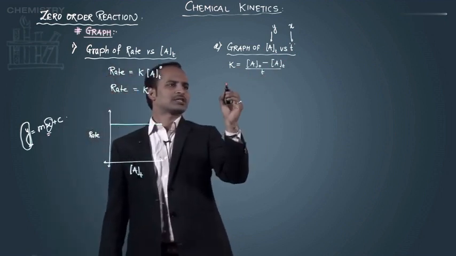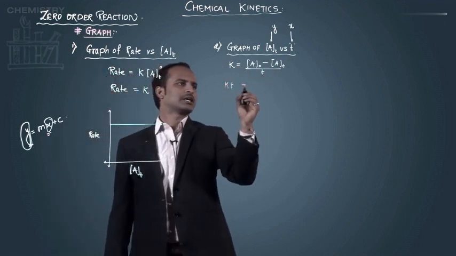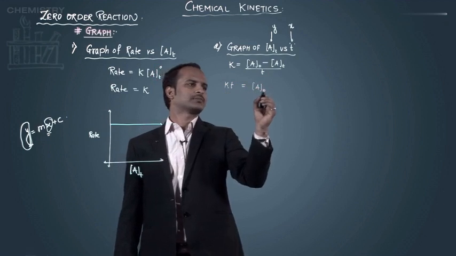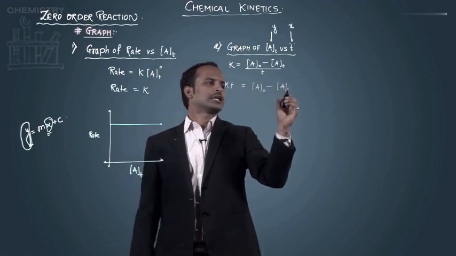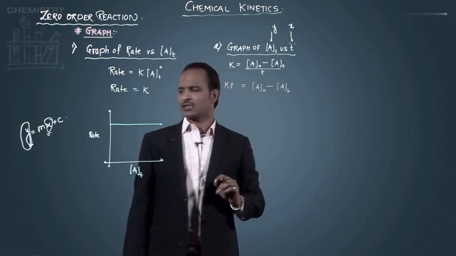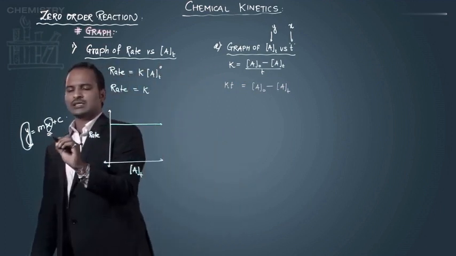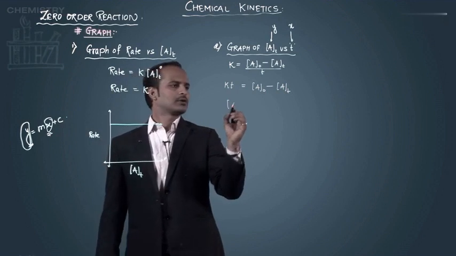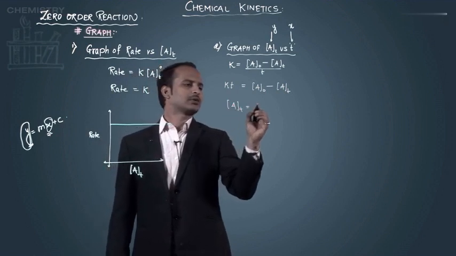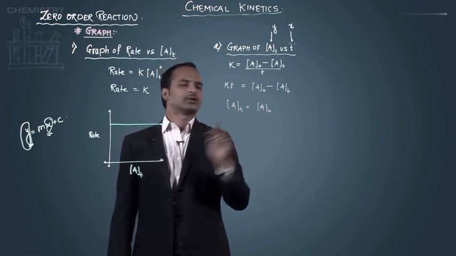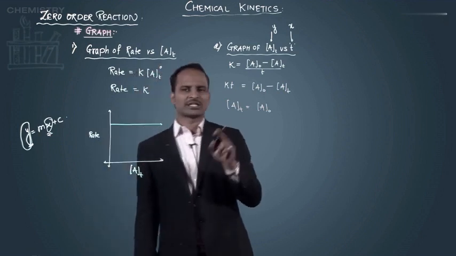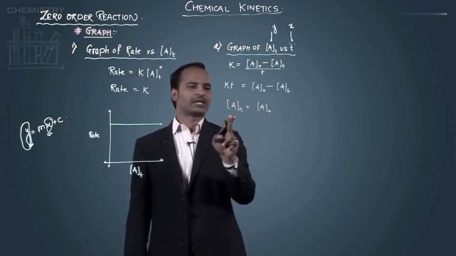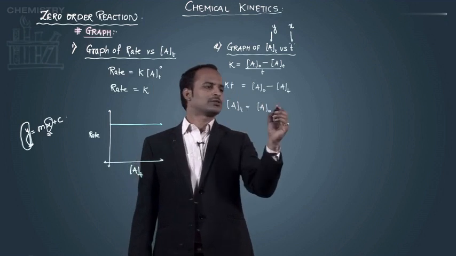So I'm transferring this t, so it is kt is equal to A0 minus A_t. Here A_t is the term which is on the y-axis. The terms on the y-axis and the x-axis should be positive. So to make it positive, shift it. So we will get A_t is equal to A0 minus kt. The y and x terms cannot be on the same side. So if I'm shifting A_t to the left hand side, then kt is on the right hand side.